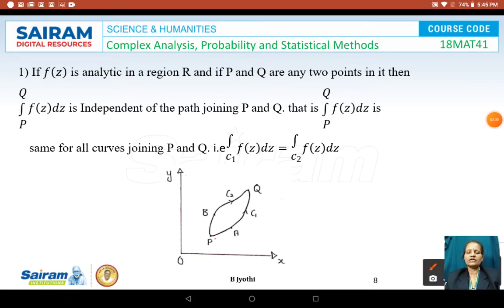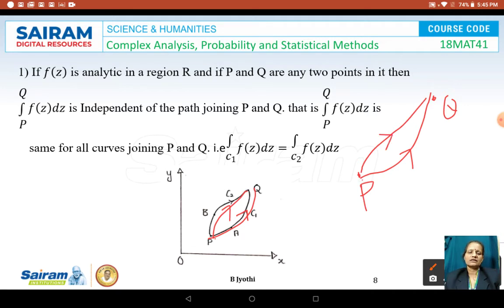See, p and q: it is going in this path as C1 and another path is C2. There are only two fixed points, that is p and q. One path is in this direction, another path is this, another path is this. All are going from p to q only. So it is immaterial whether you follow the curve 1 path, curve 2 path or curve 3 path. Any path you follow, the result will be the same. That is what the first consequence is.